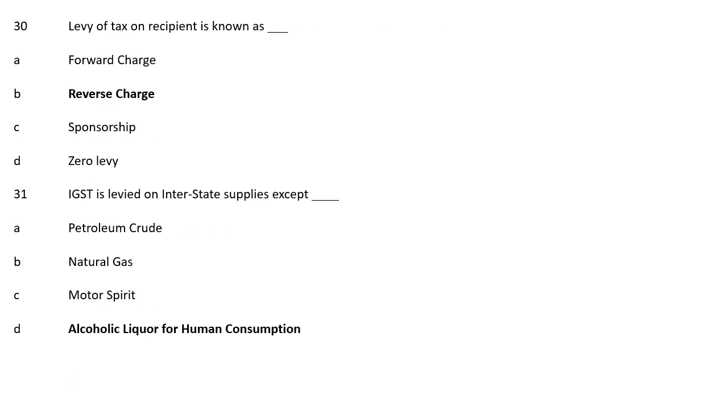Next question, question number 30. Levy of tax on recipient is known as option A forward charge, option B reverse charge, option C sponsorship charge, option D zero levy. The correct answer is option B, reverse charge.